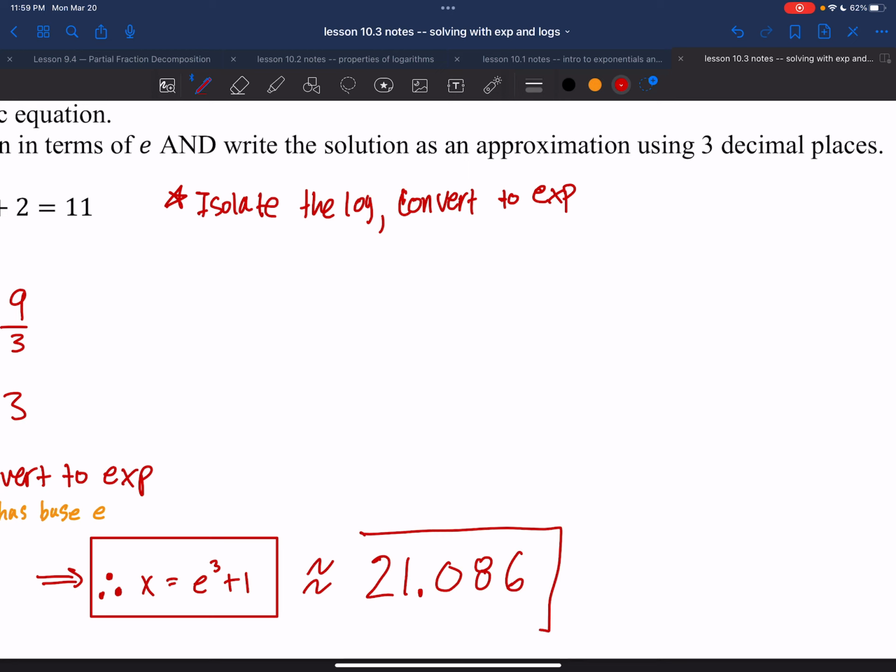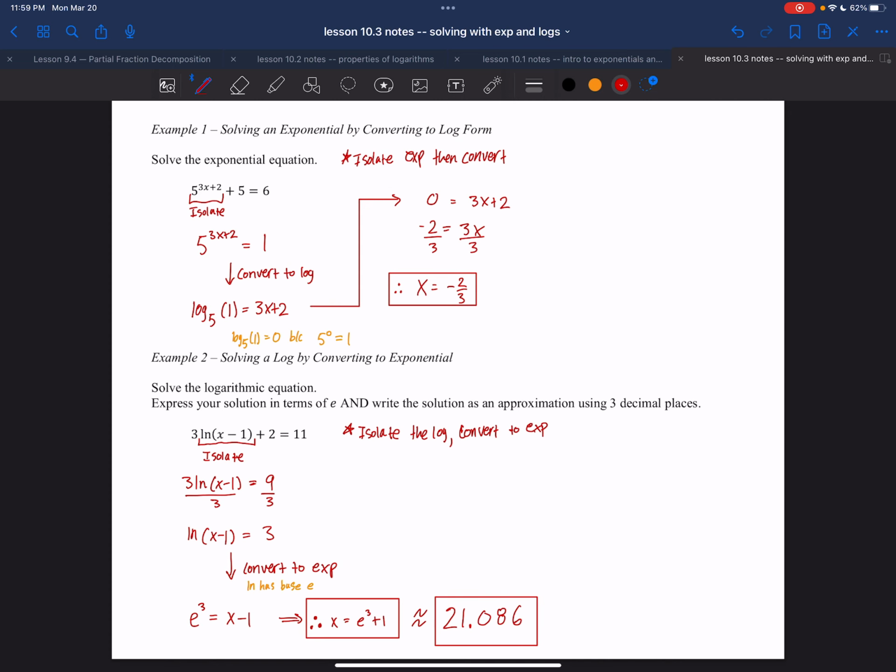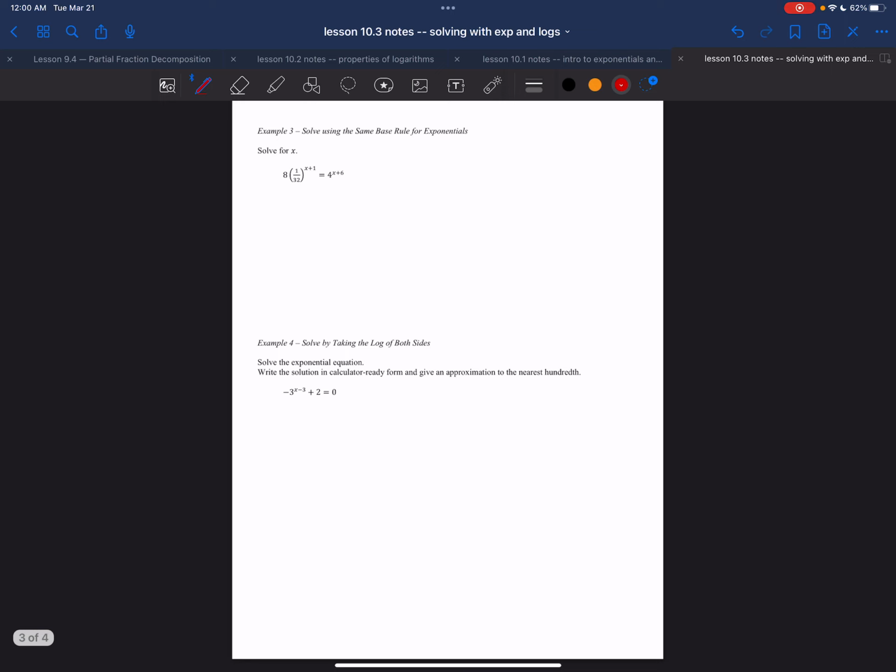That is the decimal approximation. But the exact solution is e cubed plus 1, okay? You may be asked to give the solution in either form, okay? You never know. All right, let's move on to the next example. Those two aren't so bad. They're going to start to get a little bit more tricky.